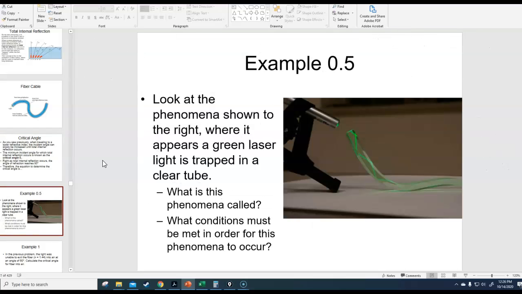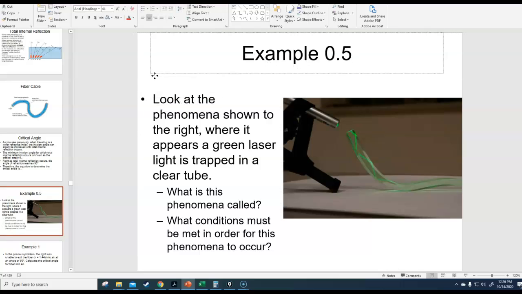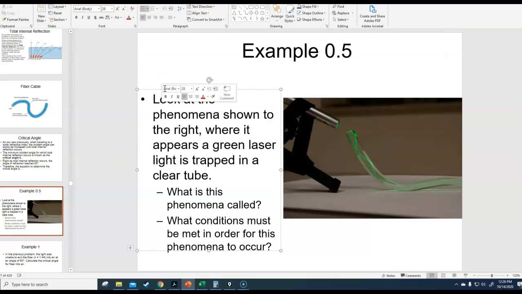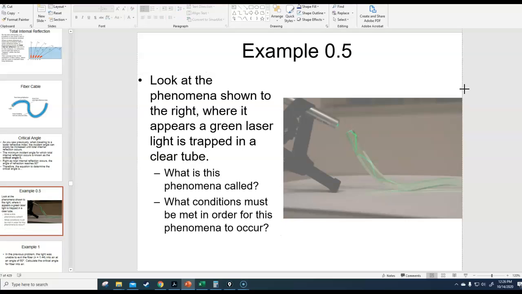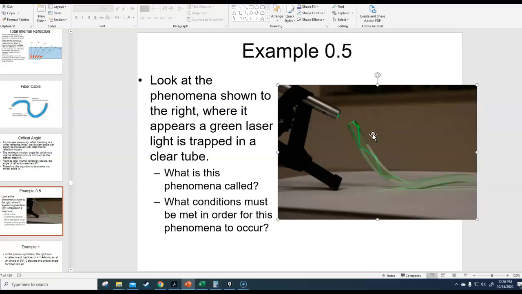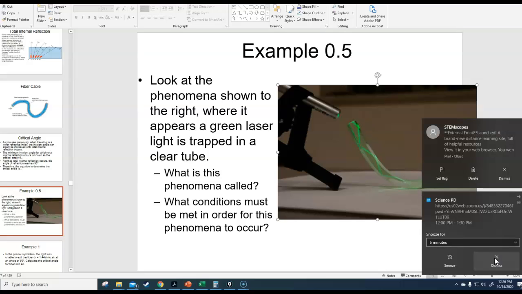Let's just do a few quick examples. Example 0.5 is just a cool visual demonstration of total internal reflection happening. There's a laser pointer shining a light into this tube. The light gets into this plastic tube, and because the angle of incidence at this interface is greater than the critical angle, when it tries to go back out into the air, it gets trapped, and you can see it reflecting around in the glass there.